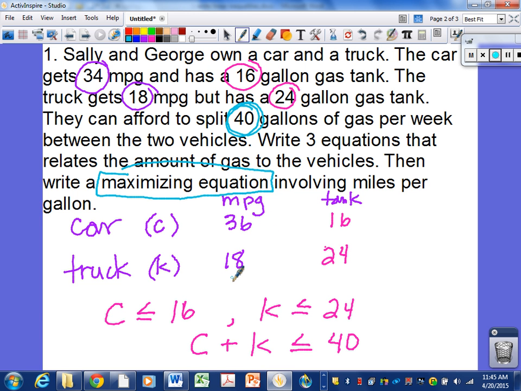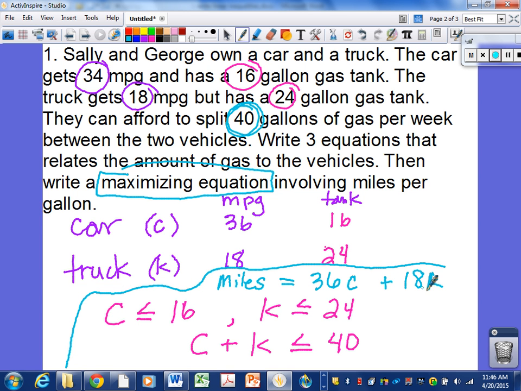Okay, so your maximizing equation of miles, I guess we're going to talk about miles, how many miles you can drive. We want to drive the most amount of miles on these limited amount of things. The miles that you can drive is equal to 36 miles for every car gallon plus 18 miles for every truck gallon. Okay, so here's your maximizing equation, and these are your other constraint and relationship equations.